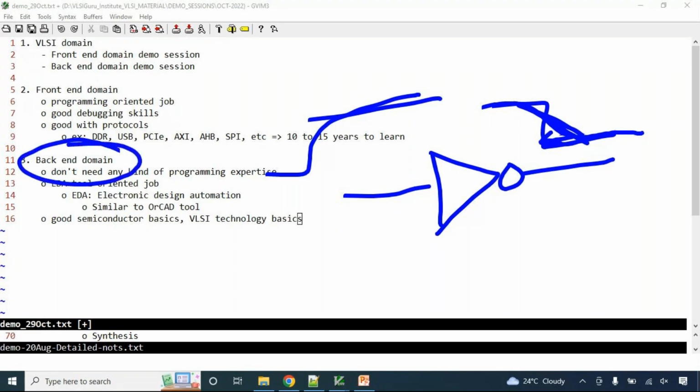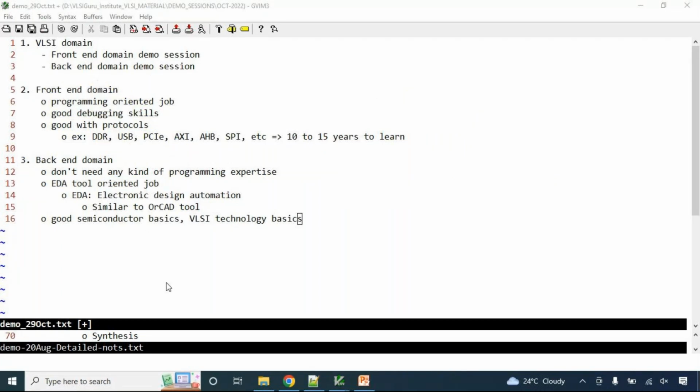A front-end engineer doesn't require any of these concepts because he doesn't work at the semiconductor level. He works mostly at the programming level. So I hope you got the idea. Now let's just get back.